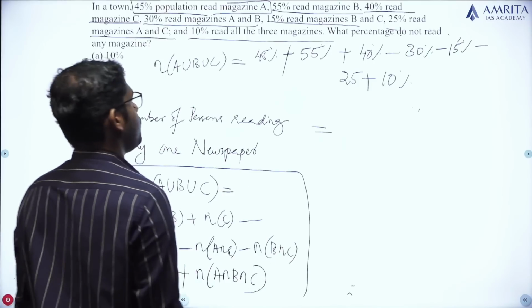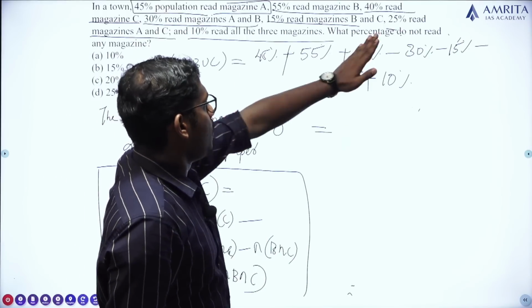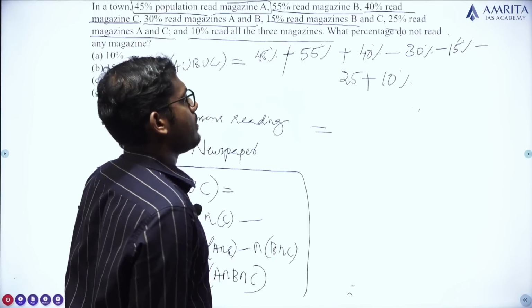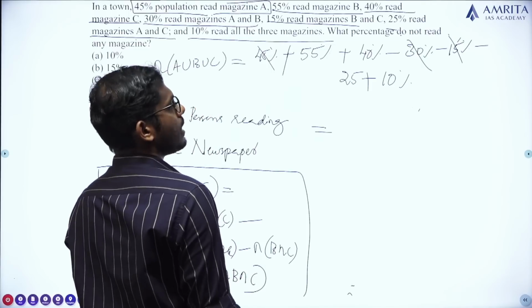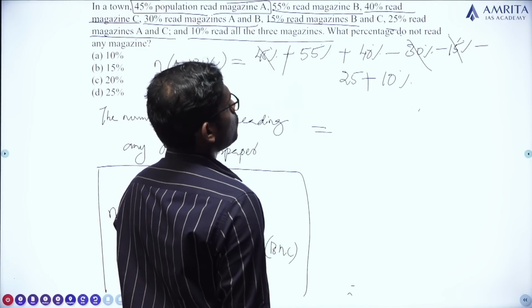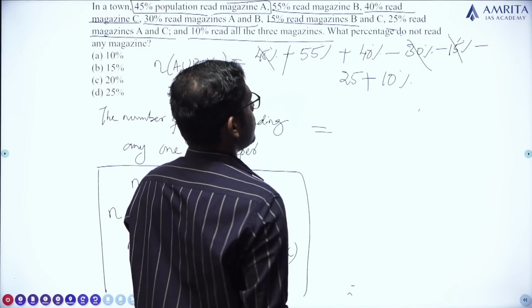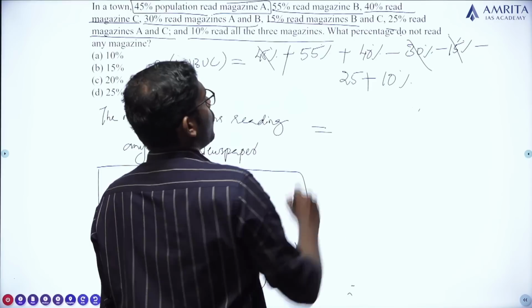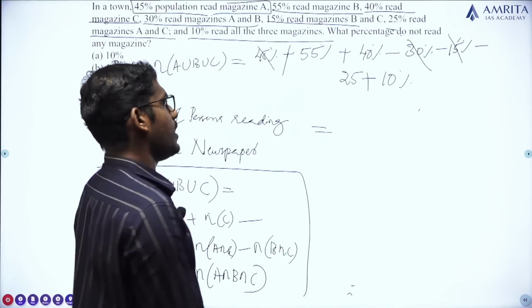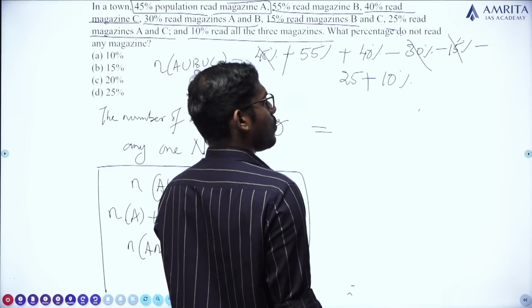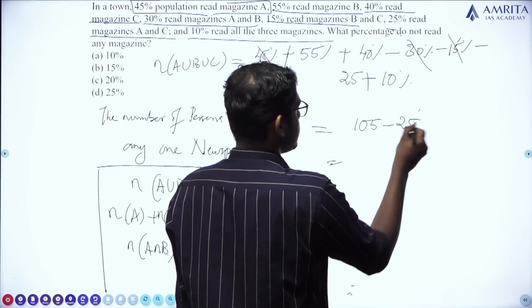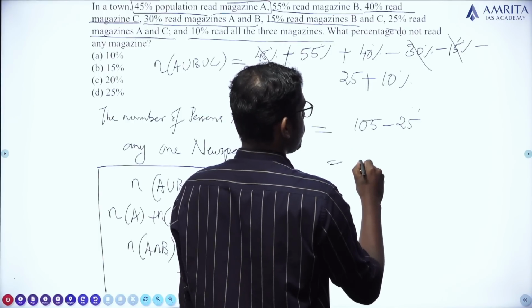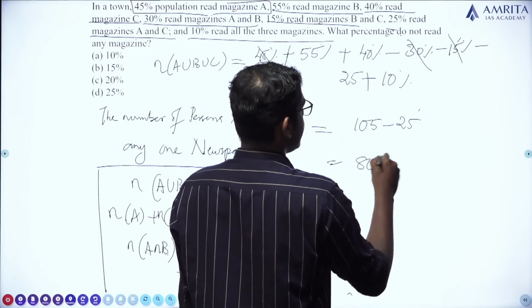Which is equal to 45 plus 15 plus 40 minus 30 minus 15. So this 15 and this 15 will be cancelled out. Then there is a minus 25 plus 10. Okay. So 55 plus 40 is 95. 95 plus 10 is 105. So 105 minus 25, that is 80%.